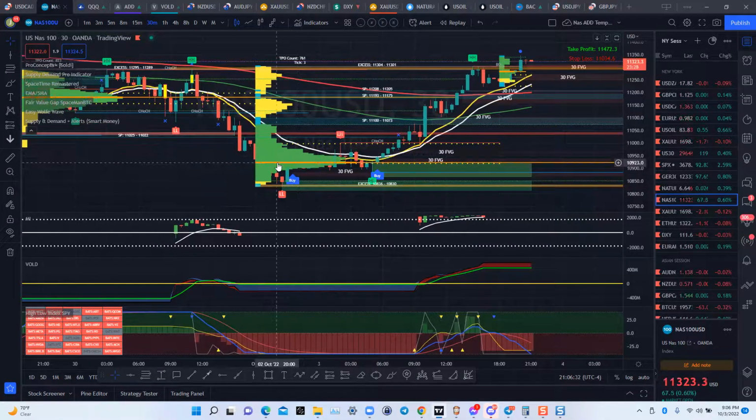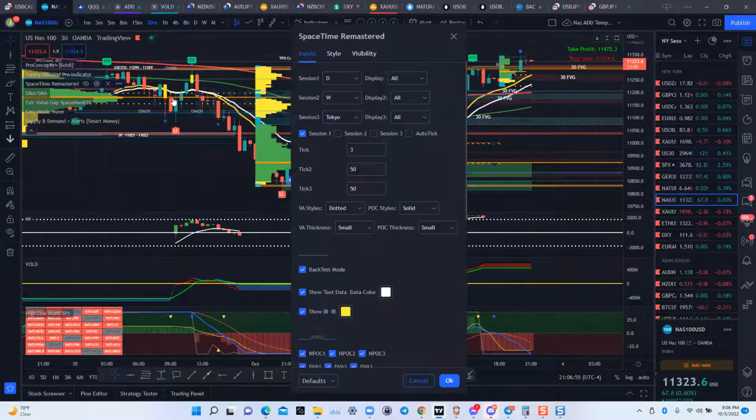This little orange line is called the point of control, which is basically like a midpoint, to see where all the price was. And this is where most of the orders were today, when the market opened at 6 o'clock yesterday. So you see that this is the new single print. It opens up. You can have whatever session you want.